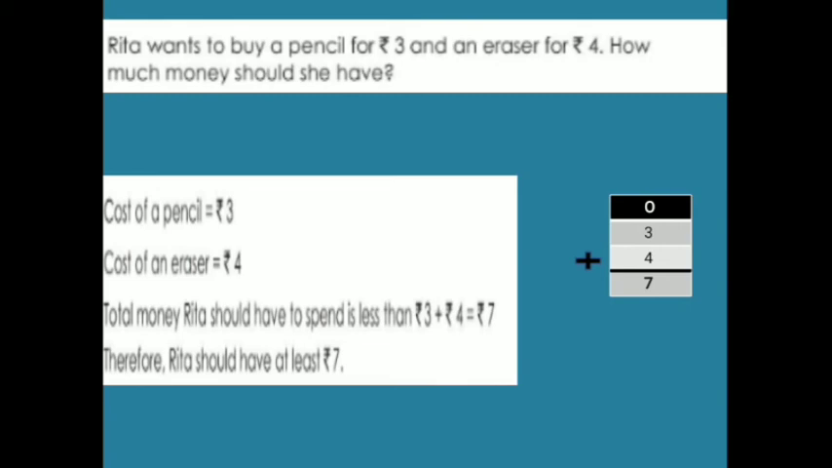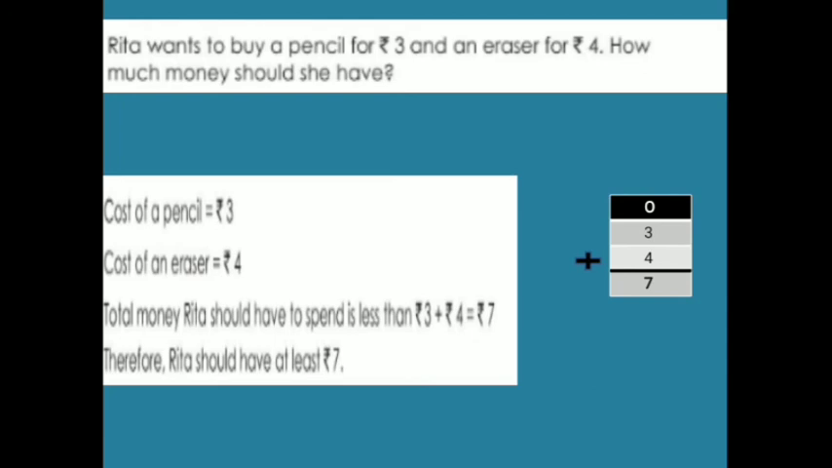So children, with money we can even add. Always notice and remember that whenever you are going to a shopkeeper, always add your coins and don't get confused with them, and add each and everything and give the correct amount to the shopkeeper or the vendor.